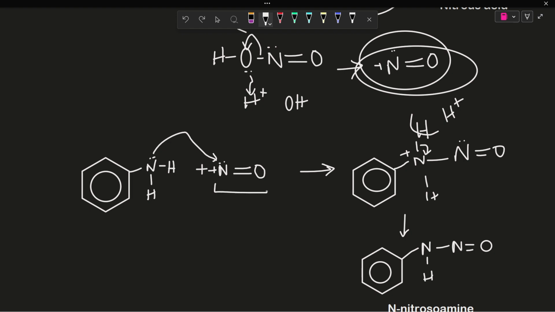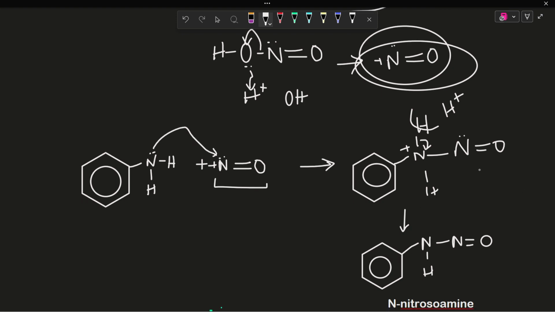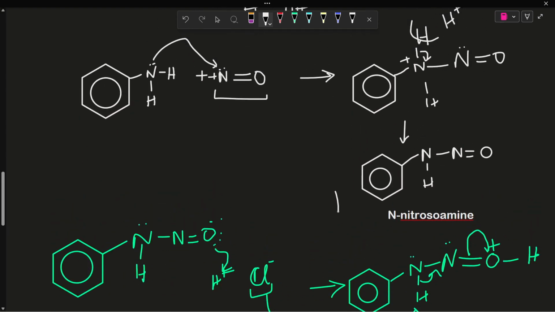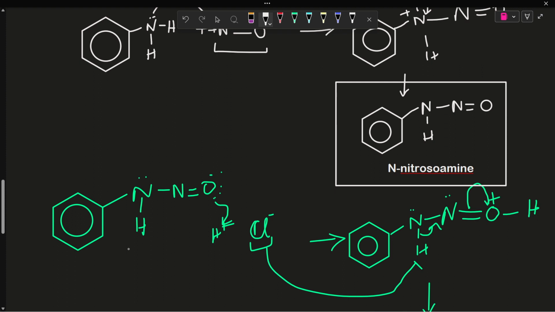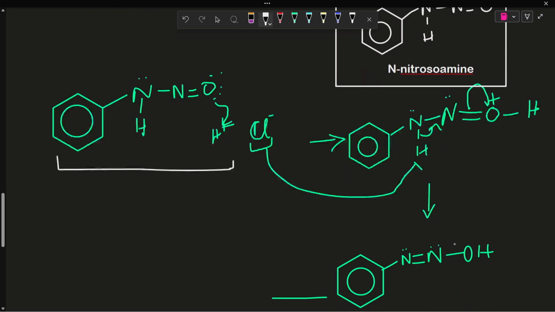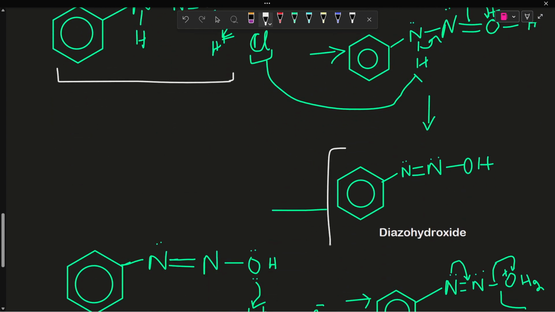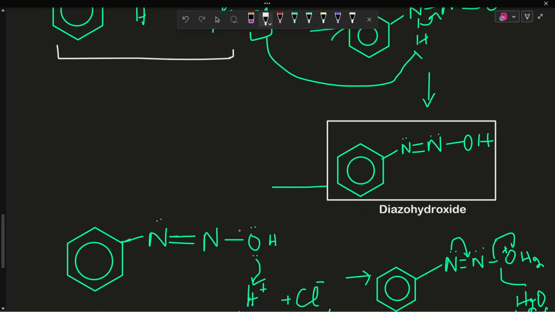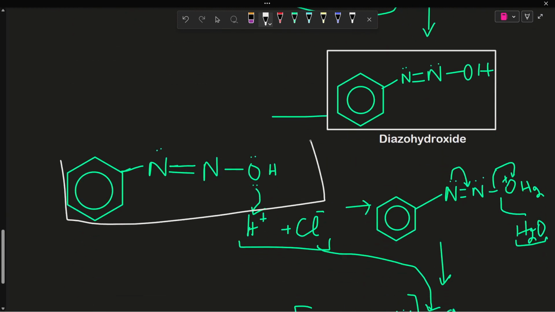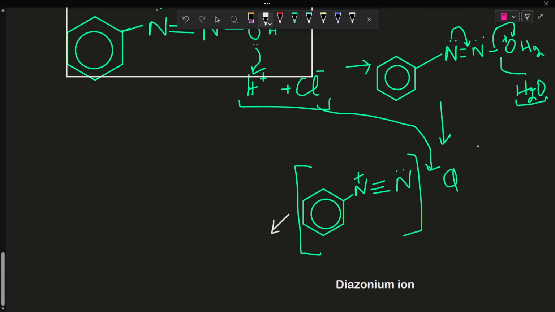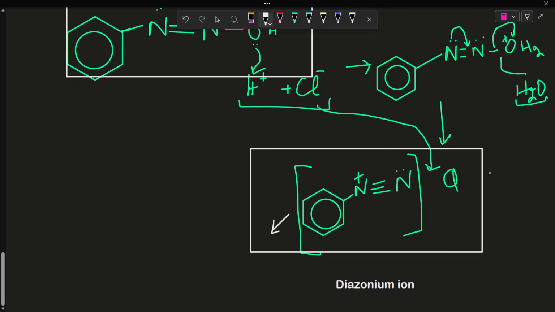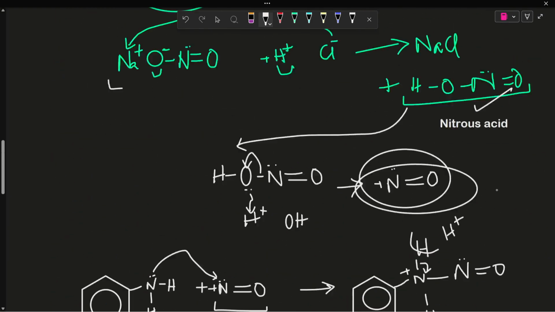So this nitroso ion is now given this electron pair, and it will be forming N-Nitrosamine, fine. In the first step, this is the first intermediate of the reaction. After this N-Nitrosamine, HCl acts on it, and it gives us diazohydroxide, right? This is diazohydroxide. After that, on diazohydroxide, again HCl works, and what we get is something like this, that is the diazonium ion. Now, as I told you, these diazonium ions are of synthetic importance for aromatic compounds, and that's all about diazotization.